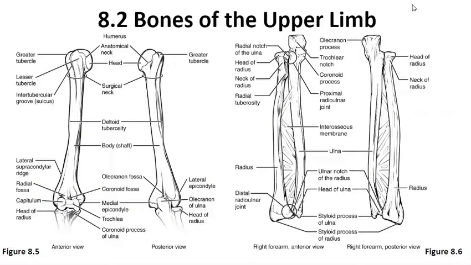This is figure 8.5 on the left. It shows the humerus, which is the single bone of the upper arm region. The humerus articulates with the radius and ulna bones of the forearm, and that's where you see the elbow joint here. Figure 8.6 is on the right here, and this is showing the ulna and radius. The ulna is located on the medial side of the forearm, and the radius is on the lateral side. And these bones are attached to each other by interosseous membranes. And you can see on the top here is where the elbow joint connects.